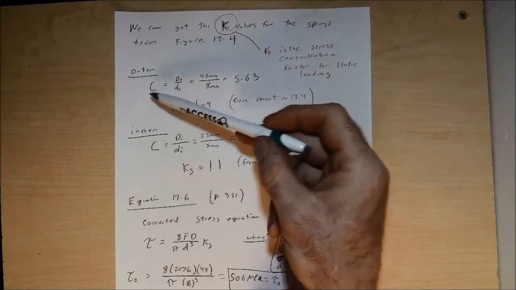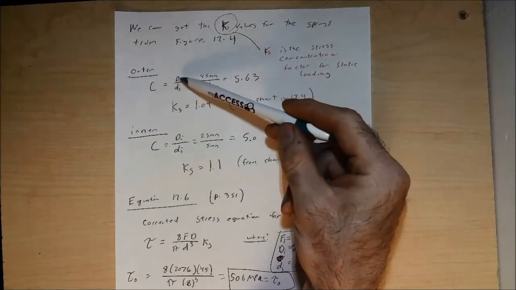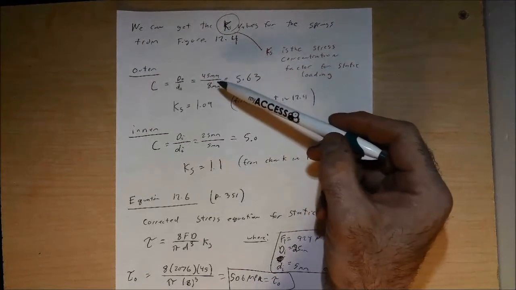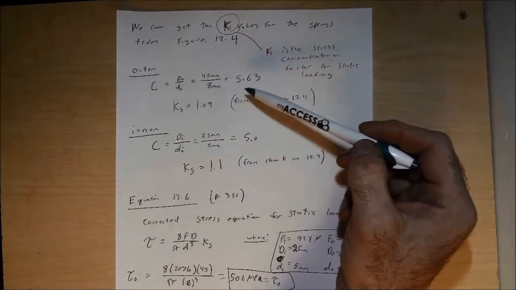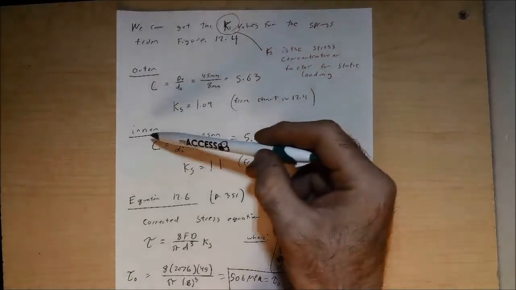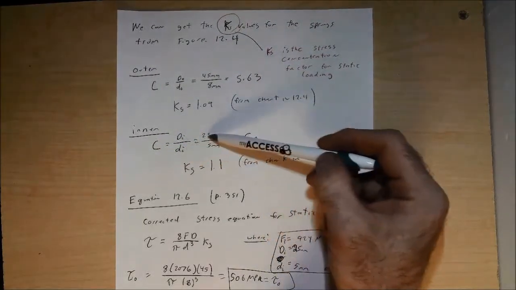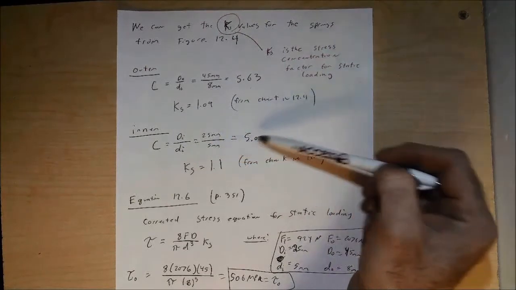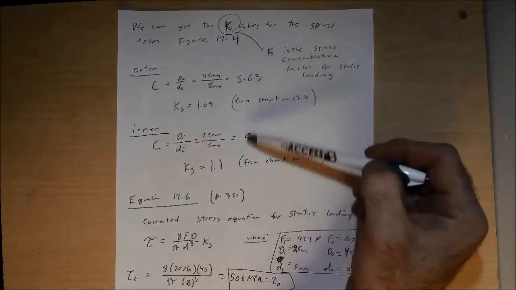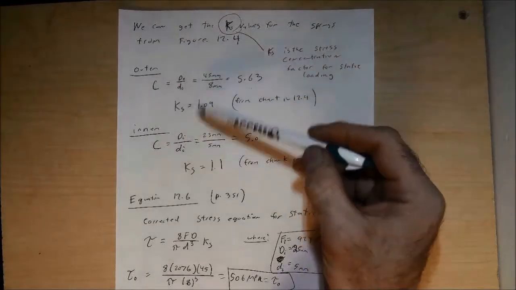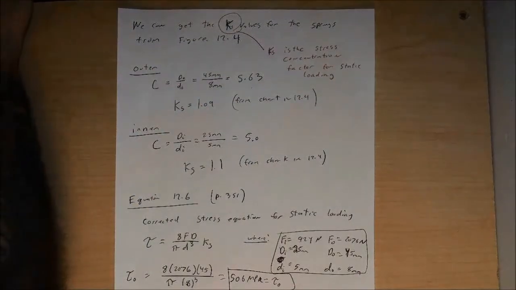So for the outer, our C value is going to be D naught over lowercase d naught, which is 45 millimeters over 8 millimeters, which gives us a value of 5.63. Now for the inner, we have a C value of D sub i over d sub i of 25 millimeters over 5 millimeters, which is 5. So we can take these two values here and go back to our chart 12.4 in order to get our K sub S values.